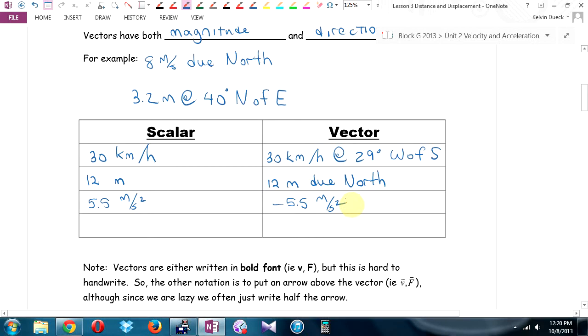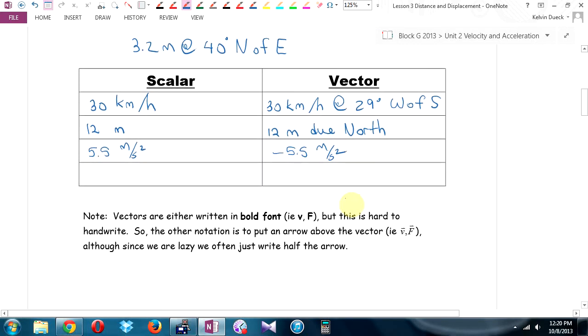Okay. There's lots more, but these are the ones we're going to be looking at the most. Little note, if you ever have a physics textbook, and I'm not a big fan of the current physics textbook, so I've typed up my own for you, but in a textbook, vectors are written in bold font, but it's really, really hard to handwrite a bold font. It just looks kind of stupid. So the other way that we write them is we put a vector arrow.